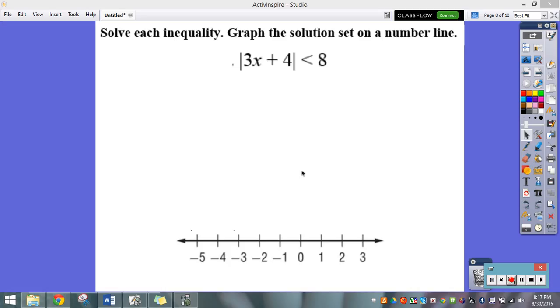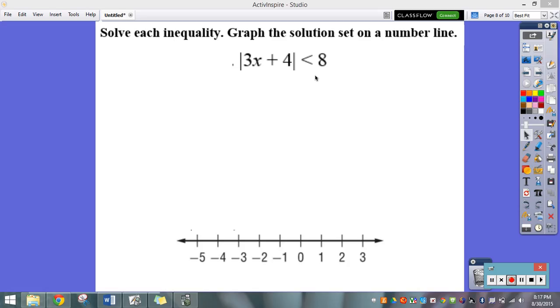Solve each inequality and graph the solution set on a number line. This is the absolute value of 3x plus 4 is less than 8. Anytime you have an absolute value inequality involving less than, you have to think about the fact that with absolute value, you have two values that are the same distance from zero. So typically you have two solutions.